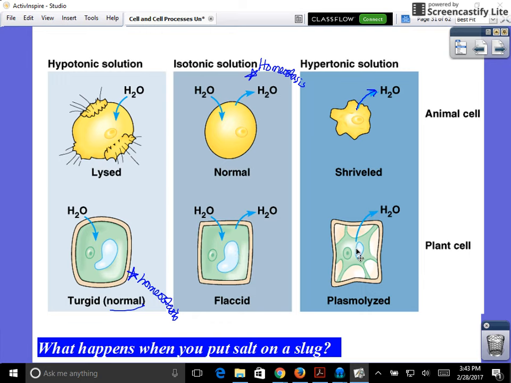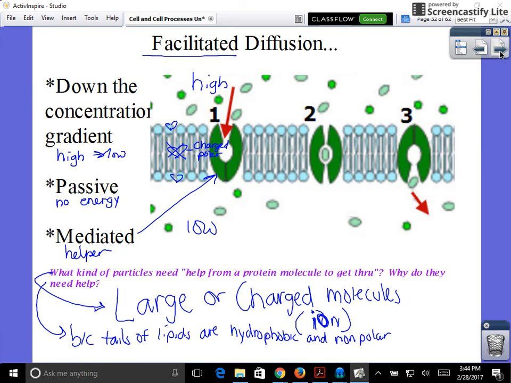But if a plant is underwatered, it can risk the cell membrane being plasmolyzed. So you can see this green, this was the cell membrane right here. It's pulling away from the cell wall, and that could result in cell death. So if you want, take a look to see what happens when you put salt on a slug. You can look online to check that out and imagine what would happen if you put salt on a slug that has a pretty thin skin.